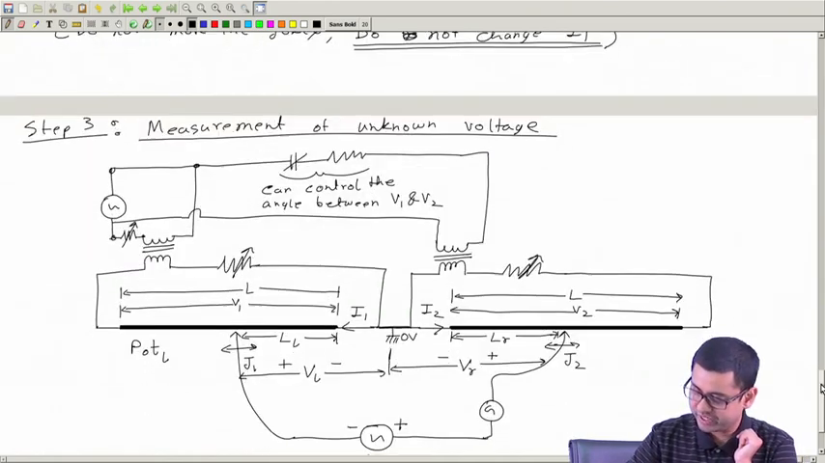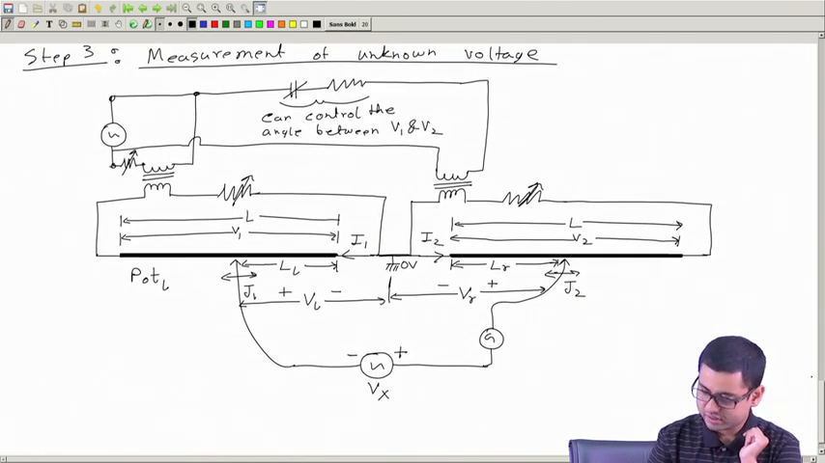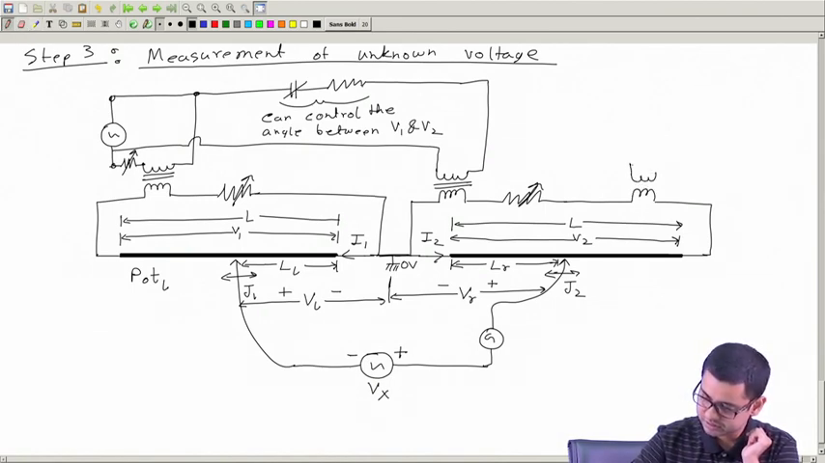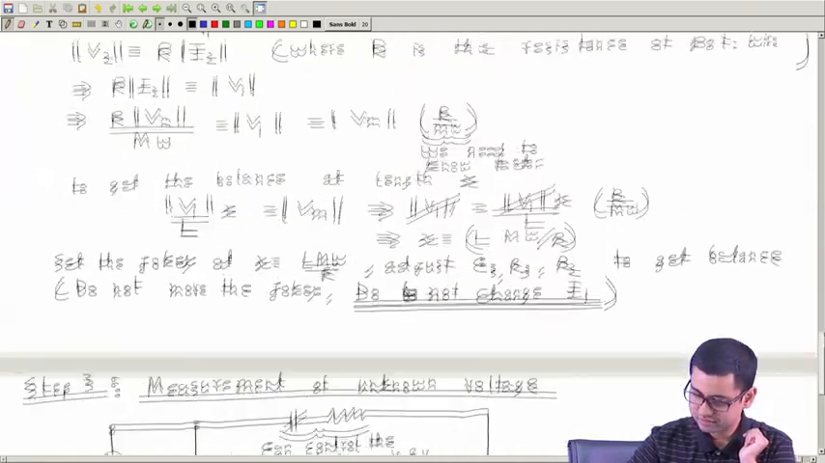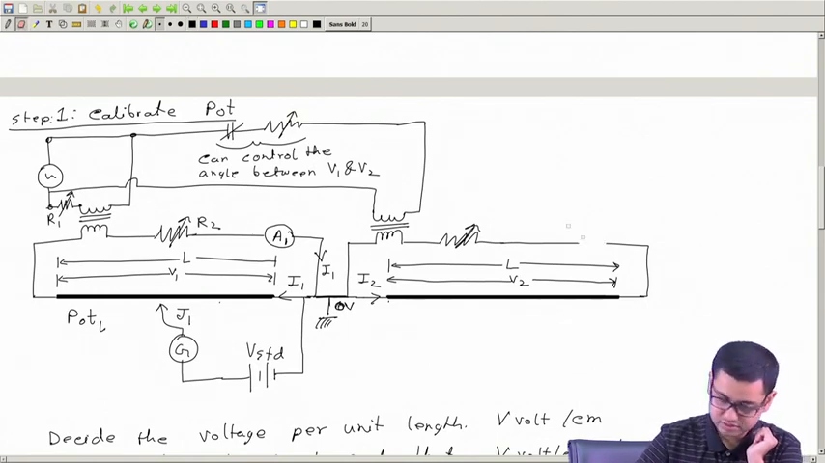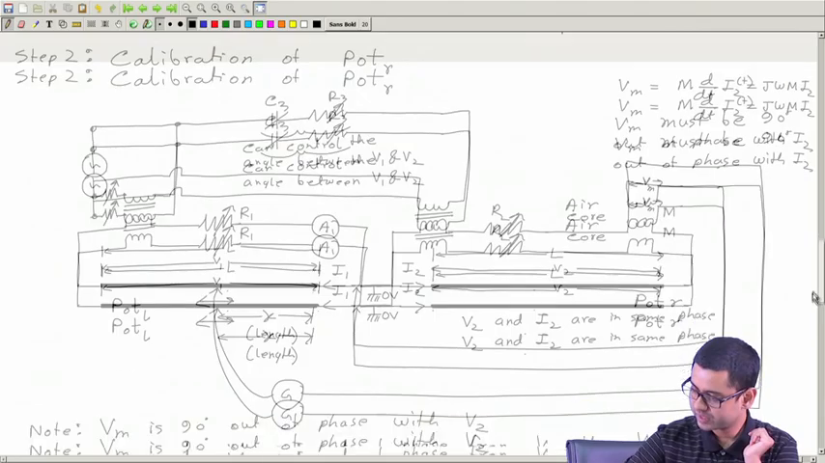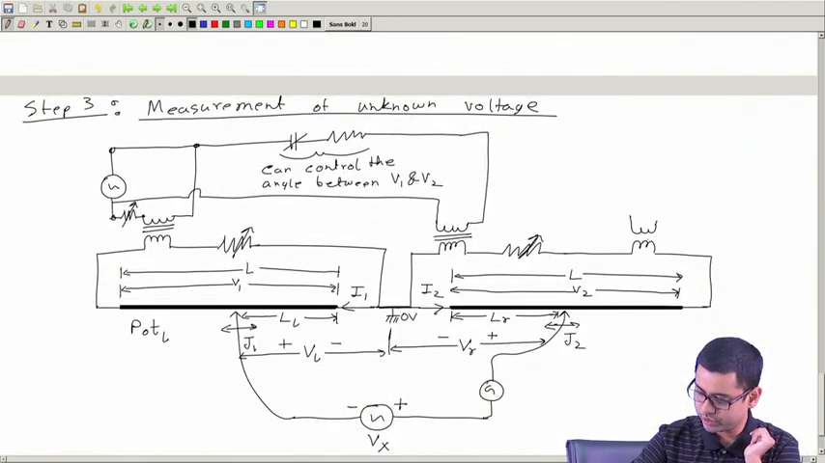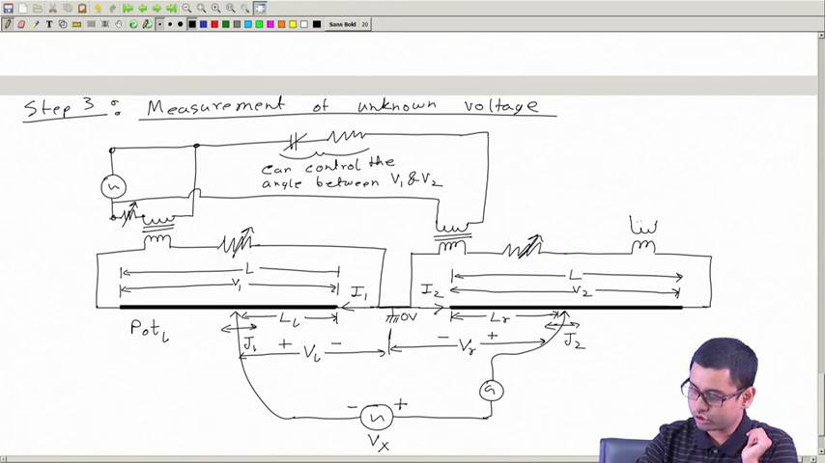Okay, so in this phase we will still have this, of course, this is always there. Here also we'll have this, although we are not using it, so you can keep it open. Here also, in this measurement phase, we are not going to use it, you can keep it open.